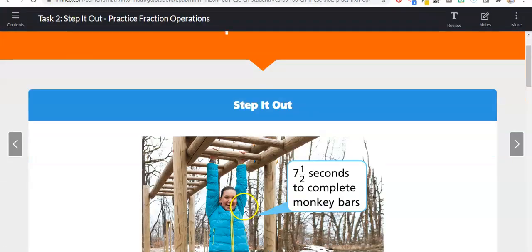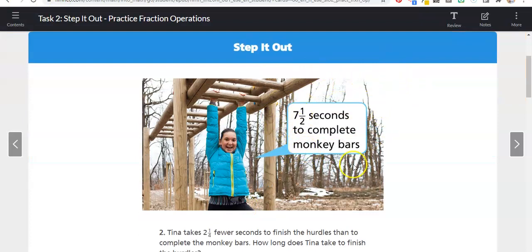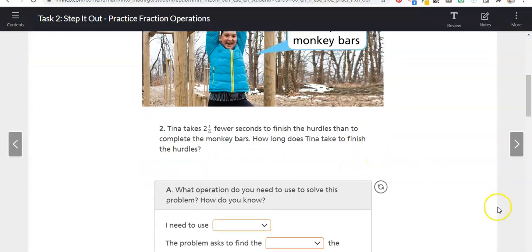Okay, so on top it says right here, 7.5 seconds to complete monkey bars. Tina takes 2 1/4 fewer seconds to finish the hurdles than to complete the monkey bars. How long does Tina take to finish the hurdles? So what operation do you need to use to solve this problem? How do you know?